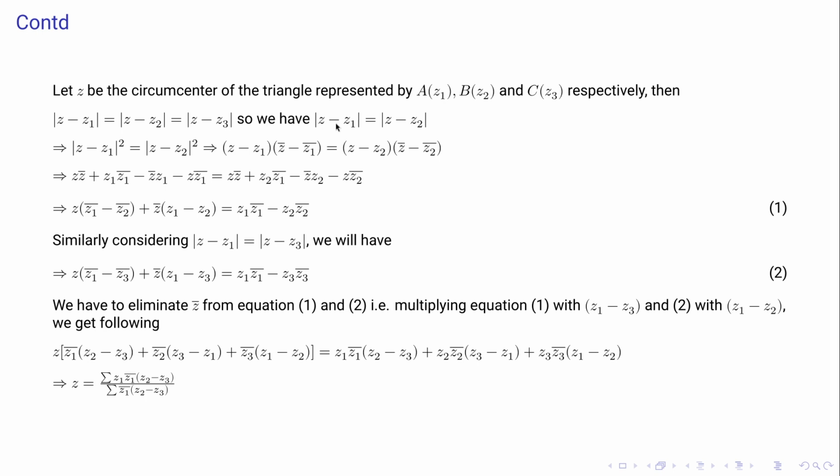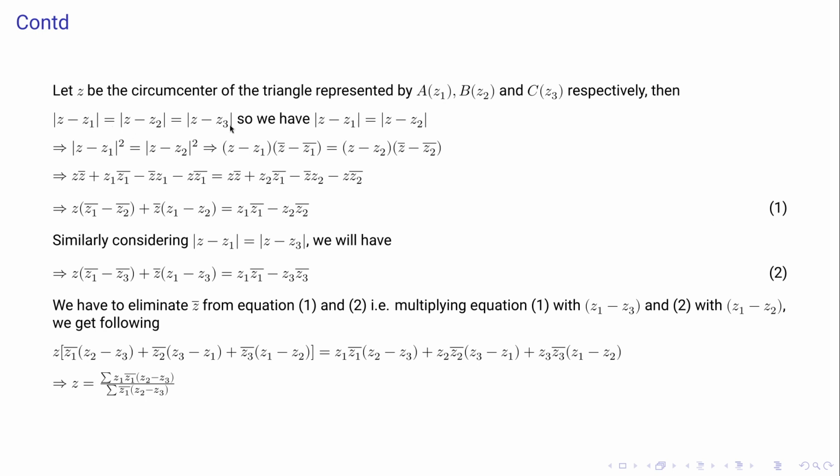So we take the first two: mod of z minus z1 is equal to mod of z minus z2. We square that, and the square is written as (z minus z1) into (z bar minus z1 bar), because if you recall, mod z squared is equal to z into z bar. Similarly, on the right hand side, we have (z minus z2) into (z bar minus z2 bar). So you multiply, solve, and simplify, and you arrive at this relationship, which is equation number 1.